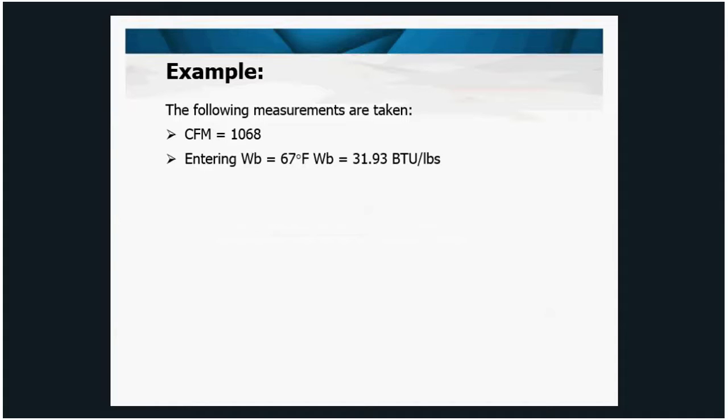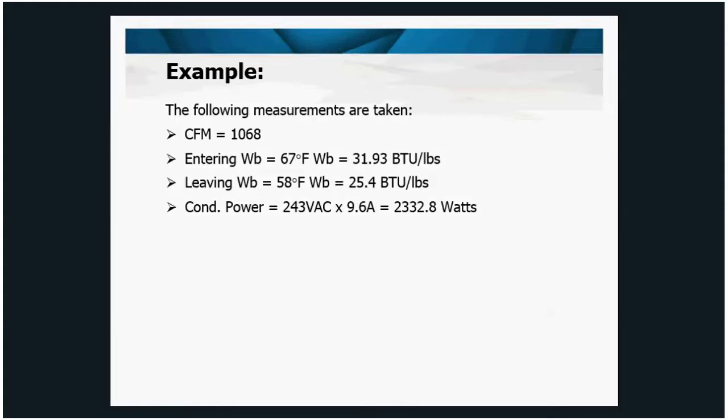All right, so let's go through an example here. We measure 1068 CFM. We've gone through and used the different methods to do it. We got our entering wet bulb temperature at 67 degrees. We looked on a psychrometric chart, and it says that 67 degrees wet bulb is equal to 31.93 BTUs per pound of air. The leaving wet bulb temperature is 58, which equals 25.1 BTUs per pound of air. The condenser power, or the outdoor unit power, is 2332.8. The indoor unit's power is 511.7.